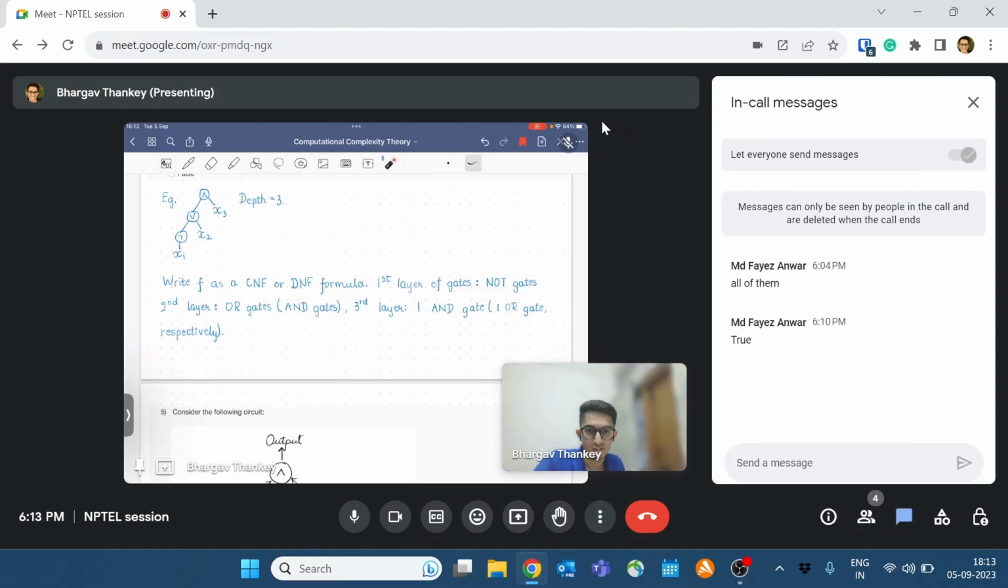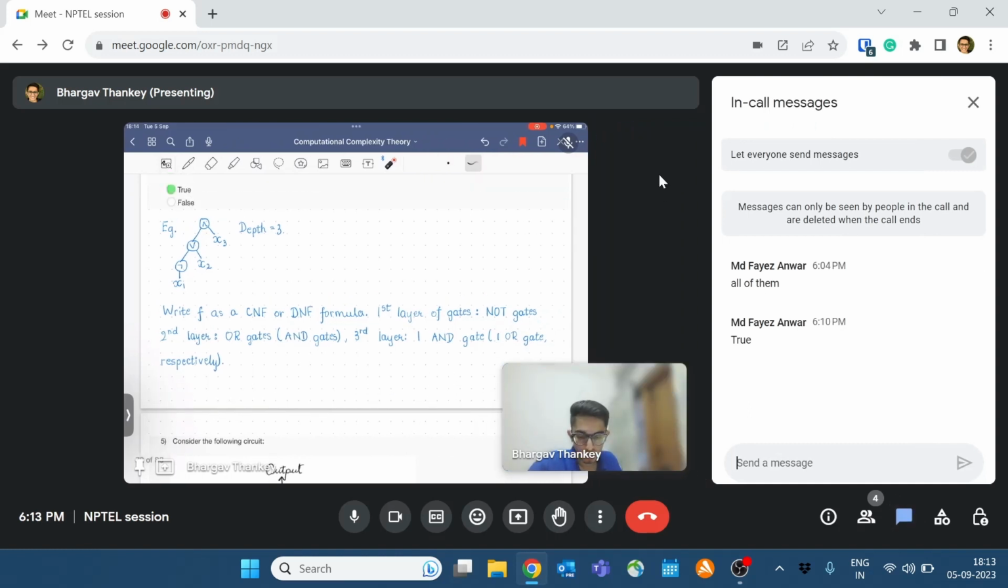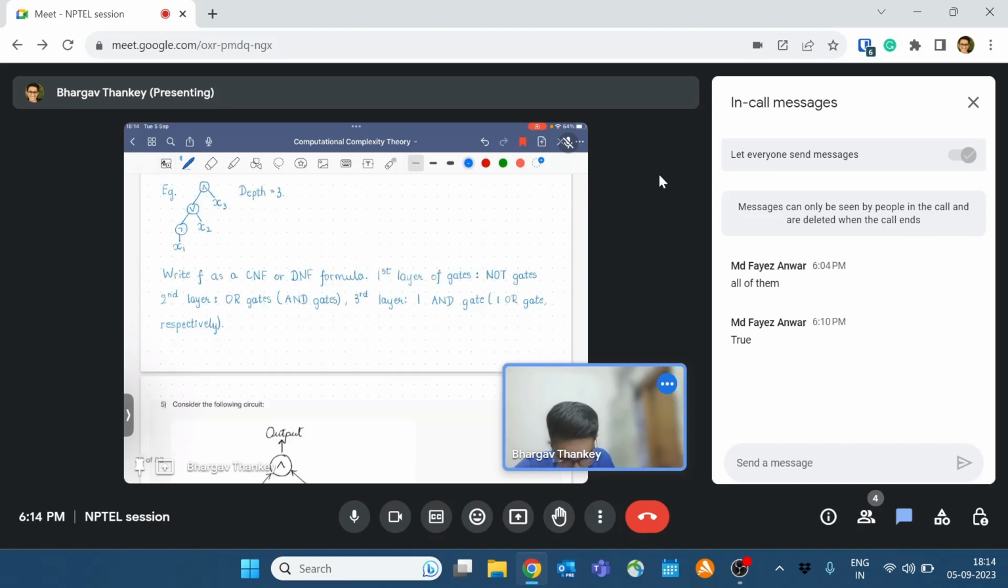What's the difference between CNF and DNF? Let me write it over. So CNF's full form is conjunctive normal form, and it is an AND of clauses, and each clause is an OR of literals. Okay, I don't have much space over here.